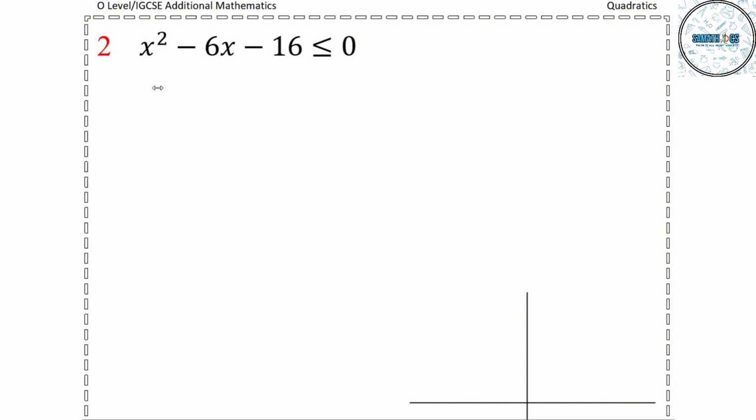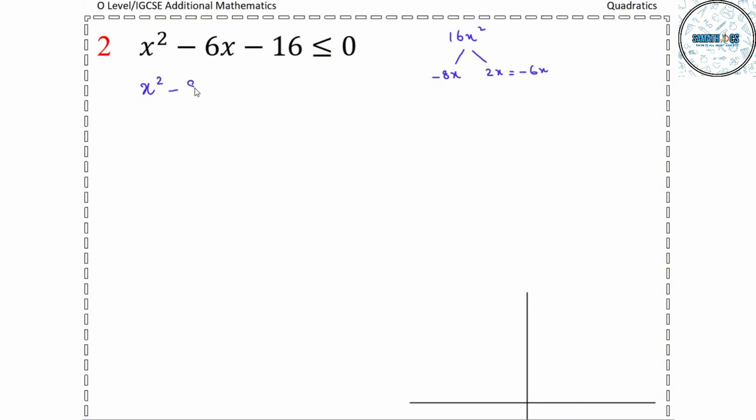Let's do another example. x squared minus 6x minus 16 is less than or equal to 0. First step is to factorize it. For factorization, we will use the same method. We will multiply 16 by x squared to get 16x squared. We make factors in such a way that when we add or subtract, we get minus 6x. Factors of 16x squared are 8x and 2x. When we subtract these two, we get 6x. But we have here minus 6x, so the minus sign is to be with the greater number.